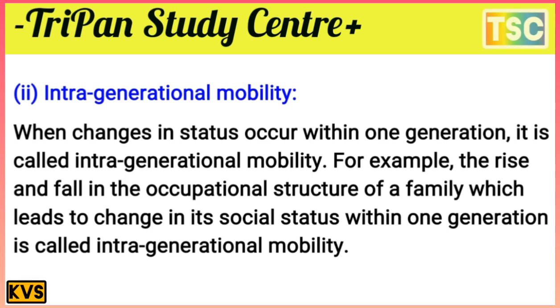The second type is intragenerational mobility. When a change in status occurs within one generation, it is called intragenerational mobility. For example, the rise or fall in the occupational status of a family, which leads to a change in the social status within one generation.